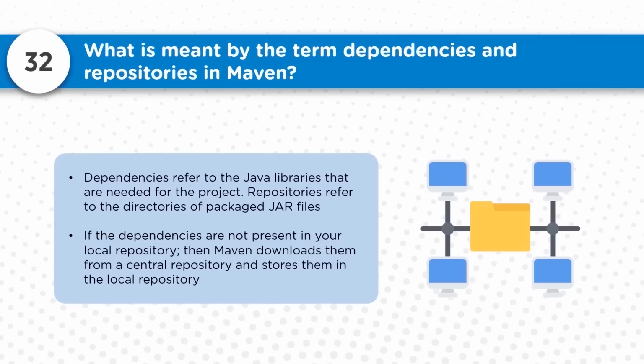Now if the dependencies are not present in your local repository, then Maven will try to download them from the central repository, and once downloaded from the central repository, they will be cached locally in the local repository. So that's the cycle which is being implemented and utilized during this process.